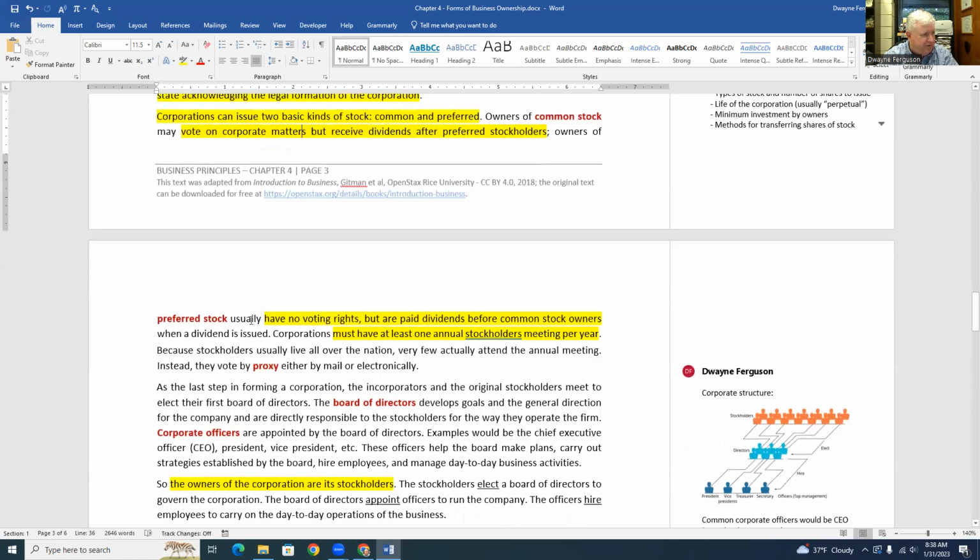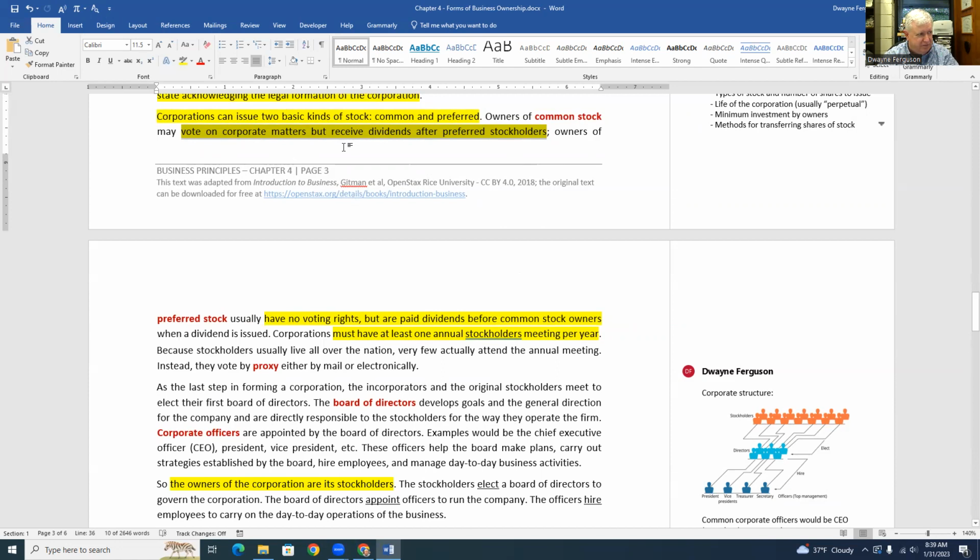Down here where it says preferred stock, they usually don't have any voting rights. That's their disadvantage, but they get paid dividends first. Not every company pays dividends, but at the end of the year, if a company has made a profit and issued a dividend, the common stockholders would get paid, but only after the preferred stockholders if the company had issued preferred stock. So know the difference here. I'll probably ask you this question on the test.